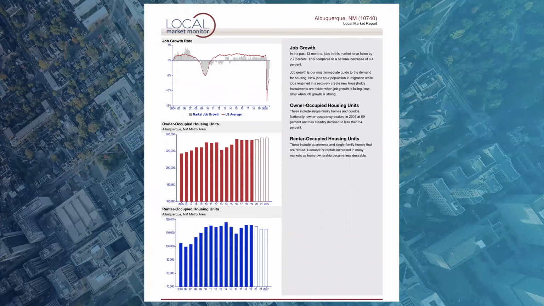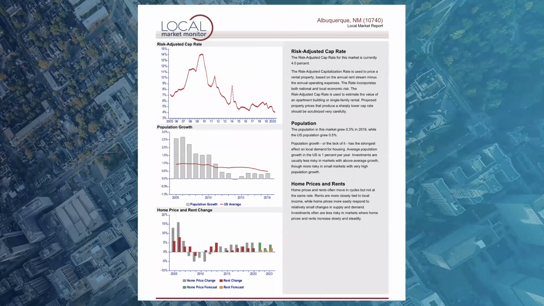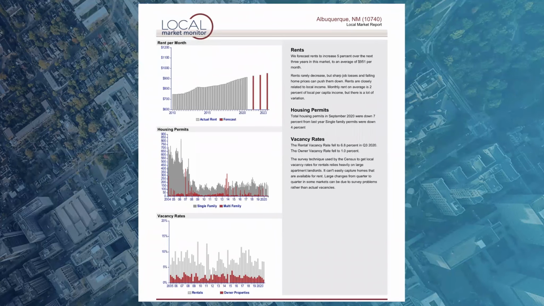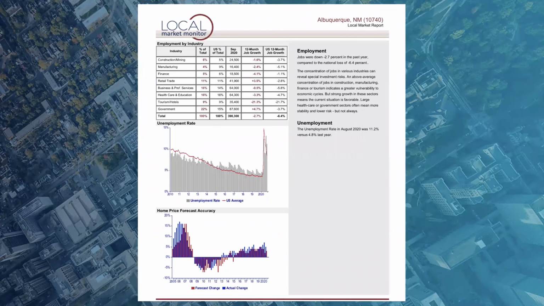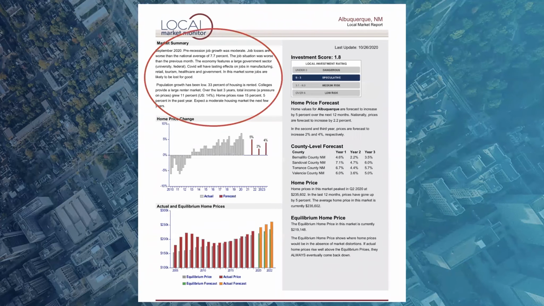Here's the second page, the third page, fourth page, the fifth page, just so you can see what you're getting into. And now let's go back to page 1 and discuss some of the individual features.